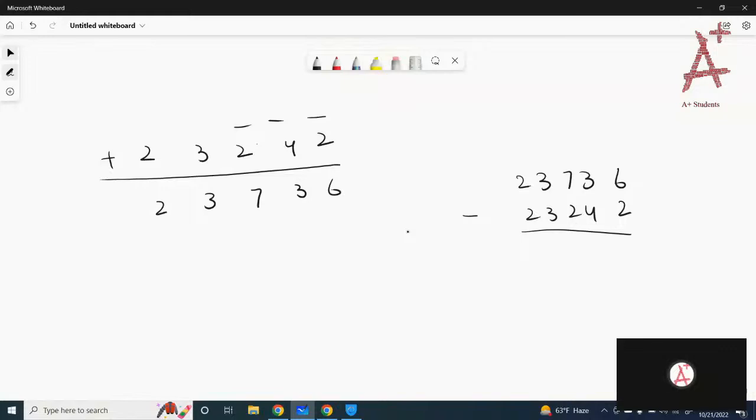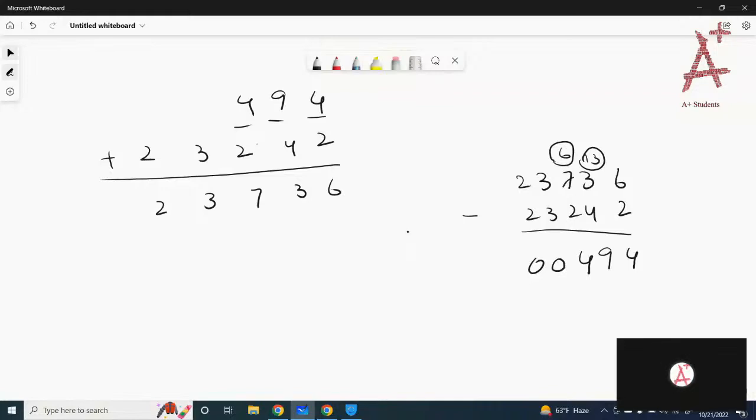6 subtract 2 is 4. Okay, you cannot subtract 4 out of 3, so you need to borrow 1. It would be 13. Here you have 6. 13 subtract 4 is 9. 6 subtract 2 is 4. And 3 subtract 3 is 0, and 2 subtract 2 is 0. That means the missing number is 494.